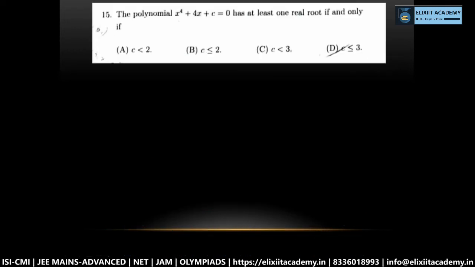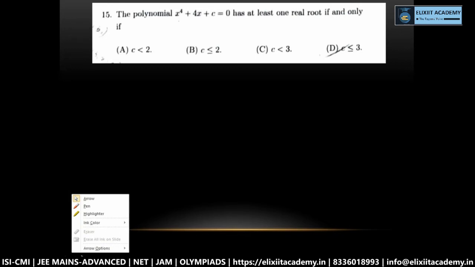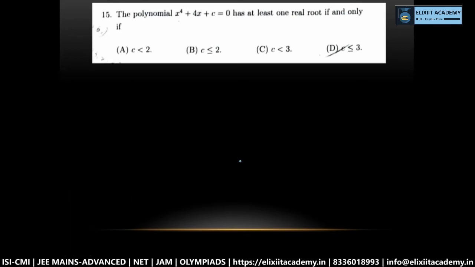15th. The polynomial x to the power of 4 plus 4x plus c equals 0 has at least one real root if and only if which of the following conditions? c is less than 3, less than or equal to 3, or what? Now this is a very basic question. All of you have done this correctly, I hope.